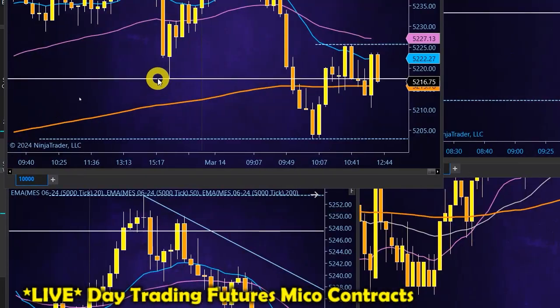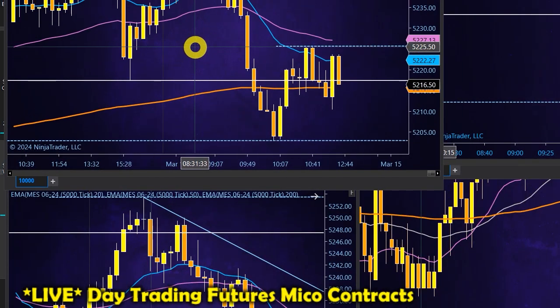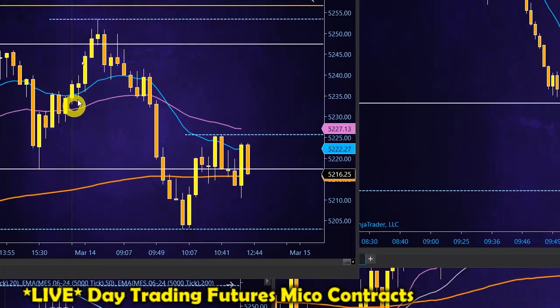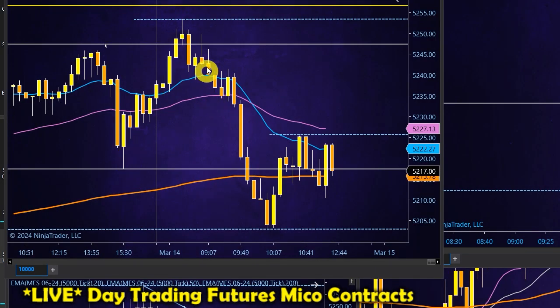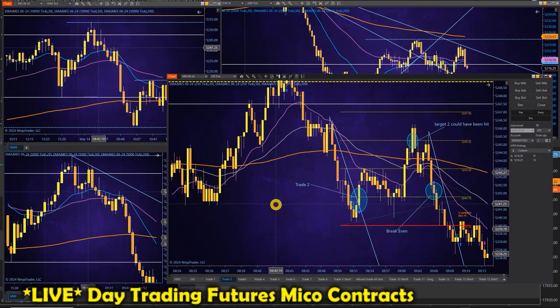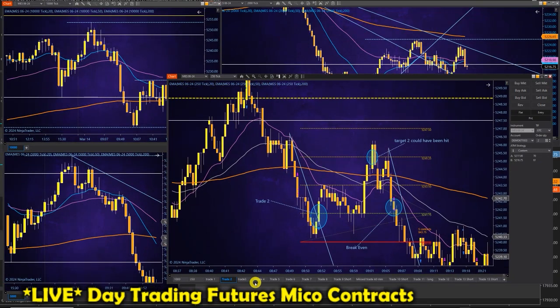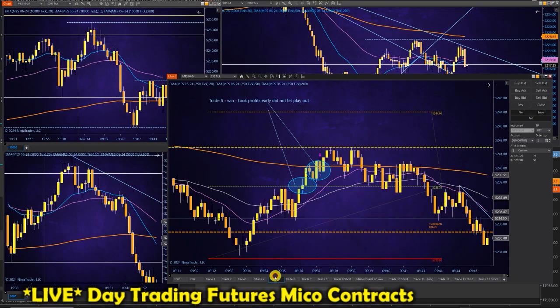I ignored the liquidity sweep here. I ignored that it might be heading down to the low. I should have been thinking it's probably going to go down to this pivot at least, and don't trade at least up until this pivot here. So what I'd like to see is on trade 4, it failed. Let's look at trade 5.